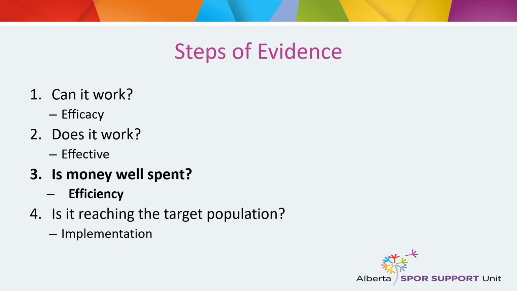The third step is establishing efficiency. Is allocating money to this effective health technology money well spent? For example, is funding this health technology the best way to spend scarce resources? Can we produce more health by reinvesting it elsewhere? Information on value for money is needed. Economic evaluations are a way to generate this type of information.